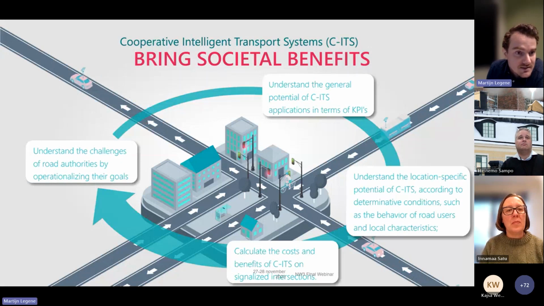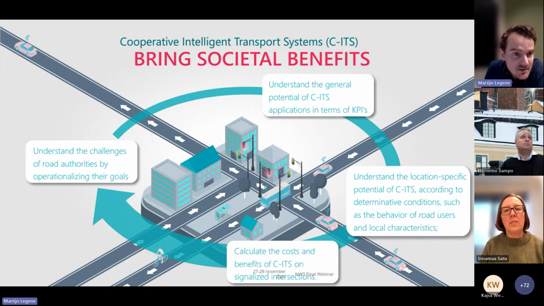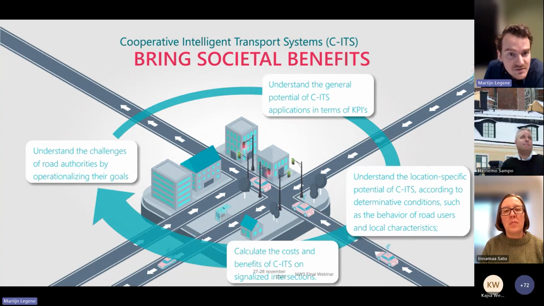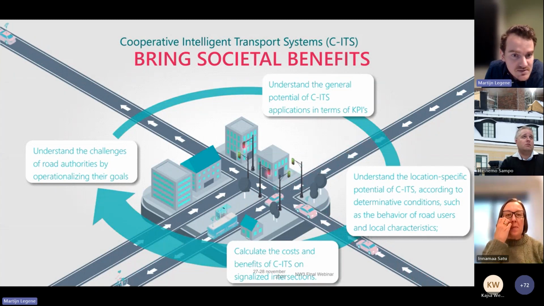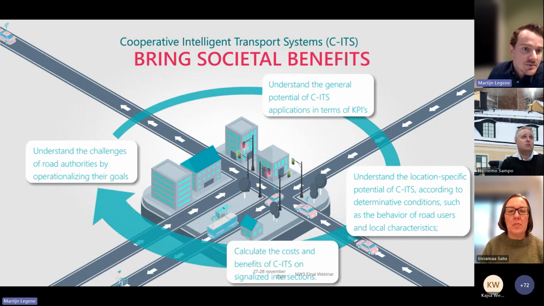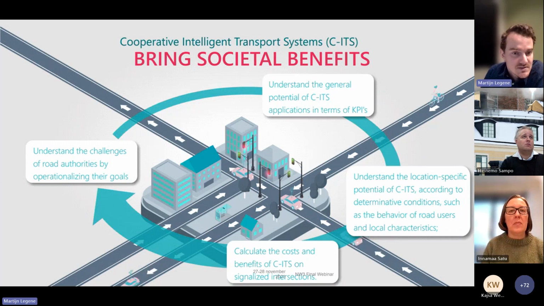So here's the last slide. We now understand the challenges of road authorities by operationalizing their goals. We understand the general potential of CITS in terms of KPIs. There is location-specific potential of CITS according to determinative conditions, such as the behavior of road users and local characteristics. And by that, we could calculate the cost and benefits of CITS on signalized intersections, which improves our understanding of the challenges even more. Thank you for listening.